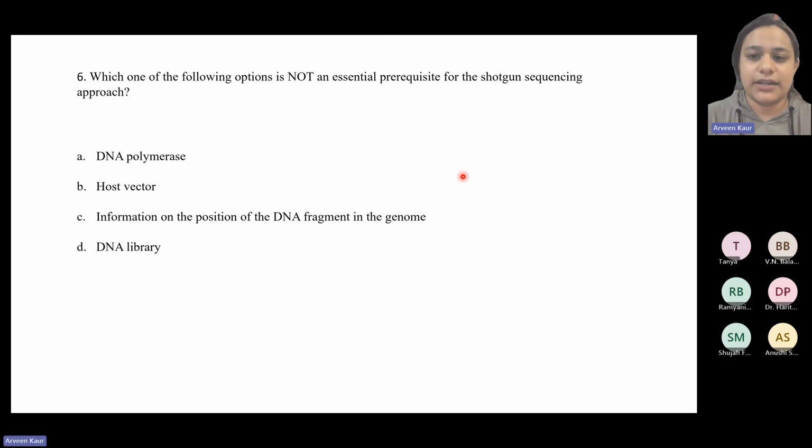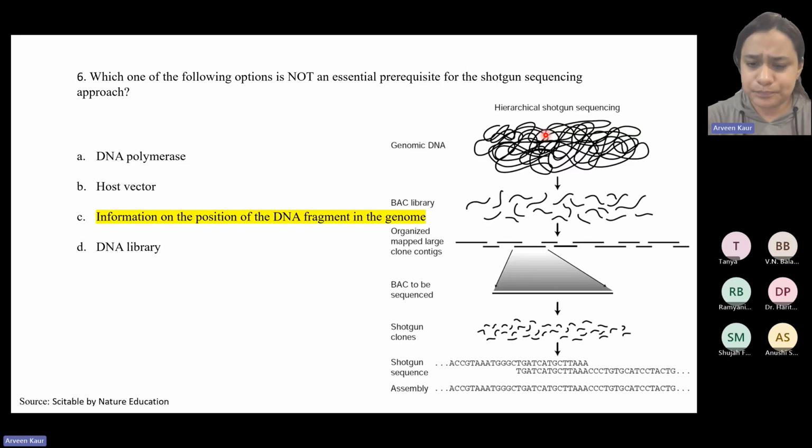Okay. So shotgun sequencing is one of the approaches that was used for DNA sequencing, right? When we look at this, the prior information on the position of the DNA fragment in the genome is not really important, right? Even if we know it, we can fragment the DNA accordingly. But even if we don't know it, we can still sequence the DNA using this particular method. So what this method involves is the extraction of genomic DNA from an individual or a model or any cell, right?